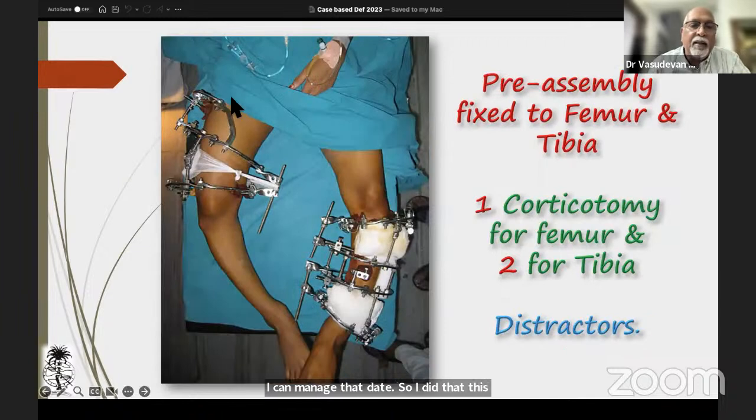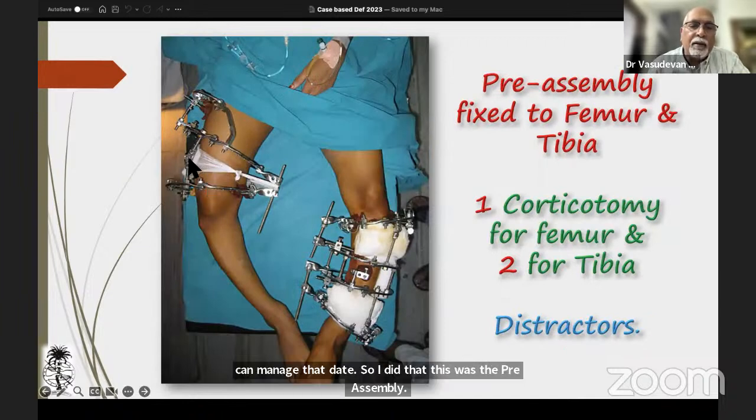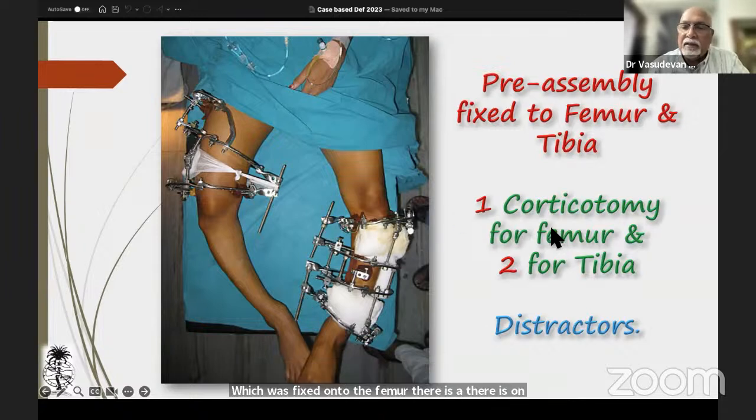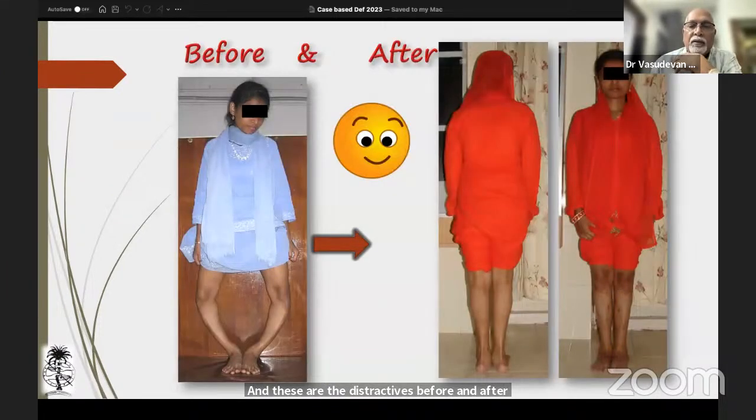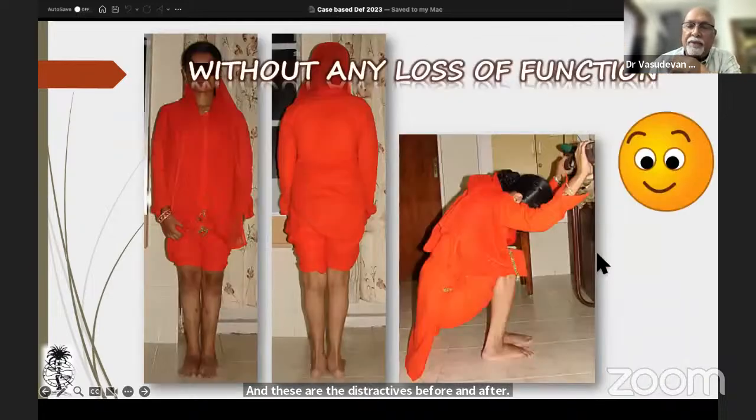This was the pre-assembly, which was fixed onto the femur, and I did the osteotomy there. This is on the tibia. You can see the two distractors and one corticotomy for the femur, two for the tibia, and these are the distractors. Before and after. See, it is fully corrected now without losing any function.